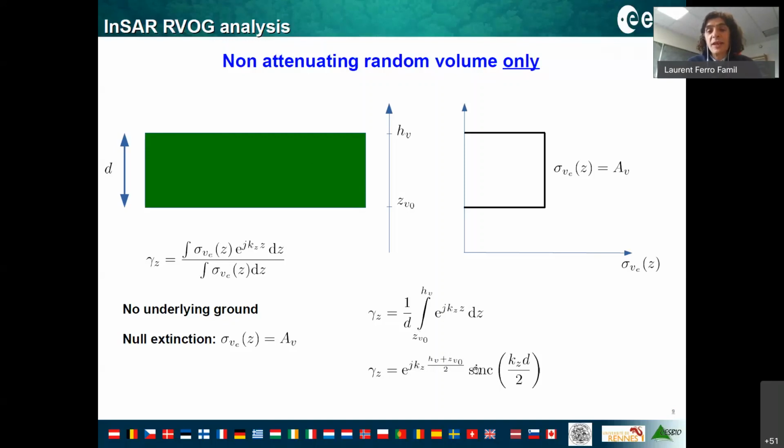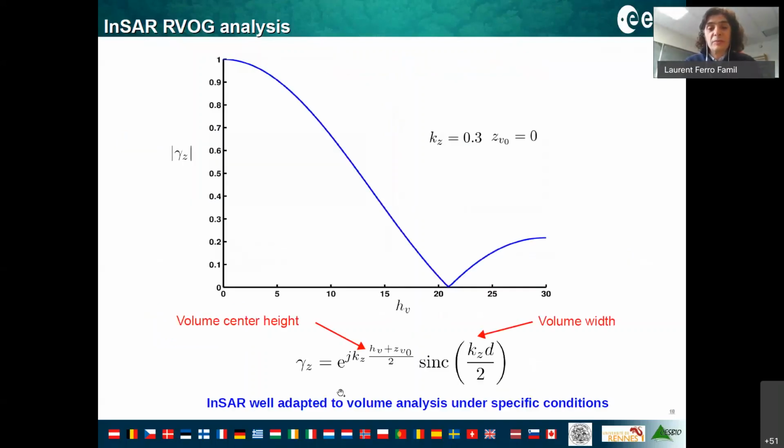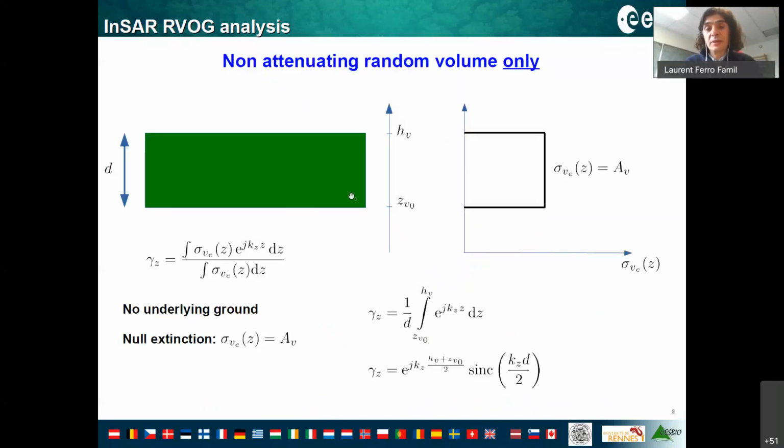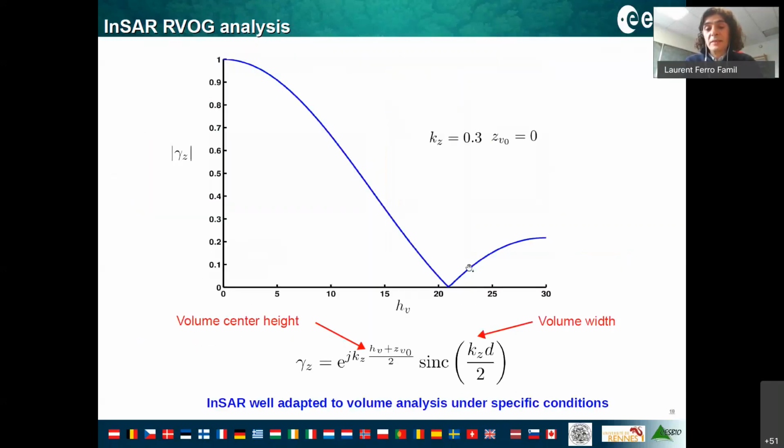You perform the integration, and you end up with a very well-known shape, which Irena talked about yesterday, I'm sure. You end up with a very well-known shape for the interferometric coherence, which is made of two terms. The phase term gives you the volume center height, because you have the mean elevation between the top of the volume and the bottom of the volume. Here, this is the top, this is the bottom. And the amplitude of this cardinal sine here is a function of the width of the volume. So you have the mean elevation of the volume, here the width. It means that you have everything you need to characterize the volume.